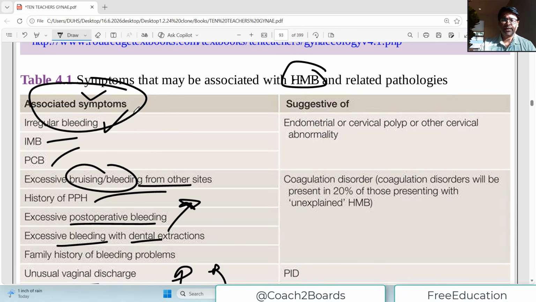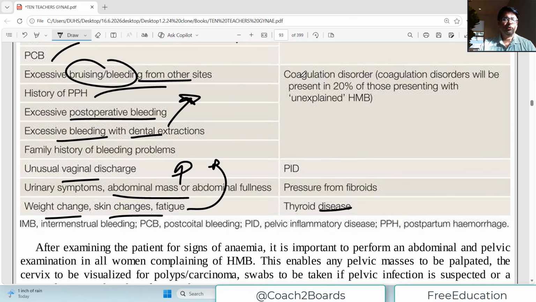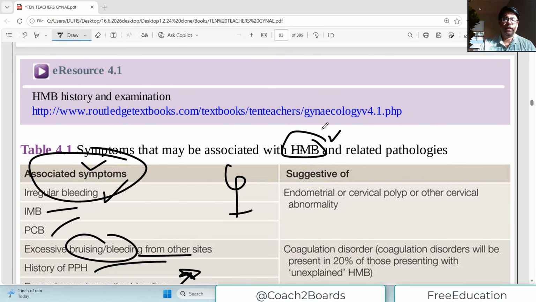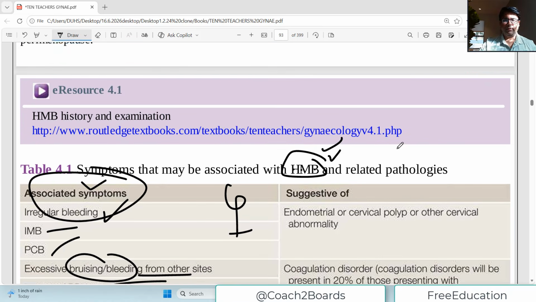So basically in associated symptoms को देख के you can actually chalk out the list of differential diagnosis. So for example, if a female is coming to you with a complaint of heavy menstrual bleed and she also is complaining of weight changes, skin changes, this may be a pointer toward an existing thyroid disease which is leading to heavy menstrual blood, okay?